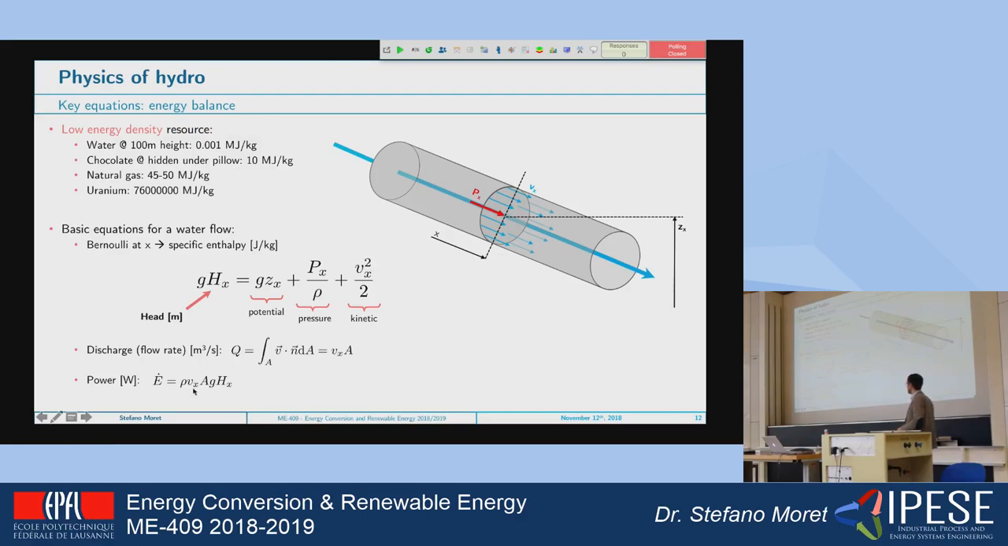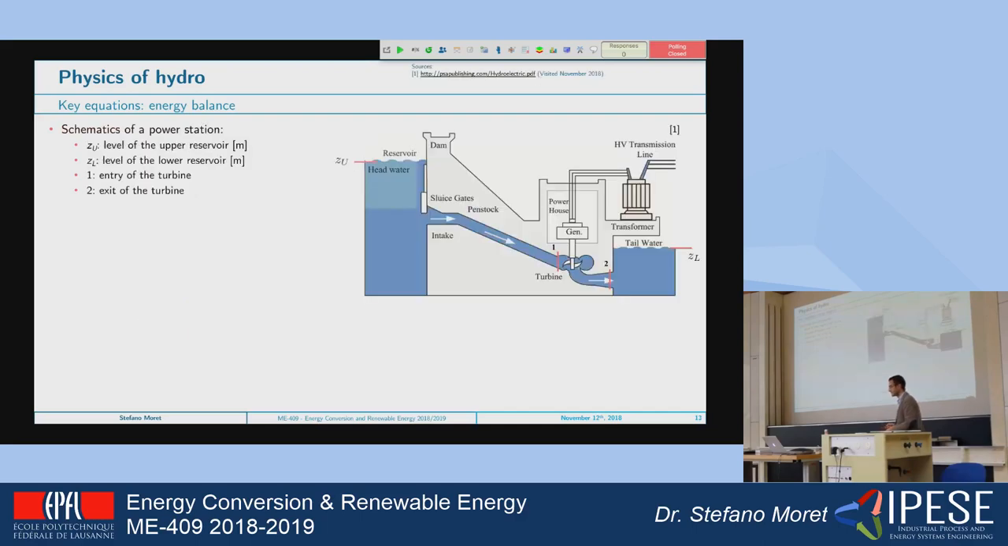It will be the multiplication of the mass flow rate times the specific enthalpy, which basically means if we want to have more power, we have either to increase the head, the specific energy, or to increase the mass flow rate. And these are the two things that will distinguish different power plants. Let's now look at every power station.